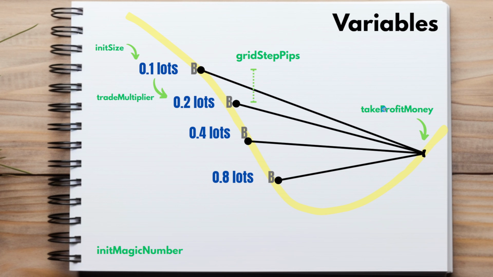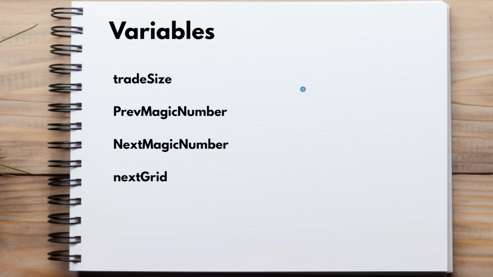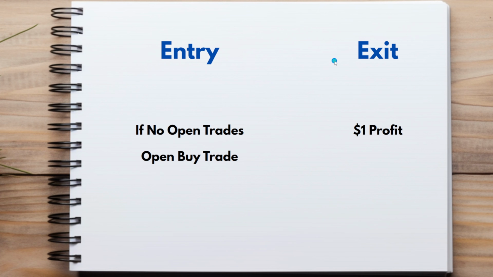These are the 5 variables that need to be set up and that will be configurable every time you start the expert advisor. I also need to have some temporary variables that won't be visible to the viewer. These are just working variables so they can hold data behind the scenes to do the calculations for us. And the first one is trade size, which is the lots of the next trade. You've got previous magic number, next magic number, and the location of the next grid. For the entry and exit criteria, I'm going to keep it very simple for this example.